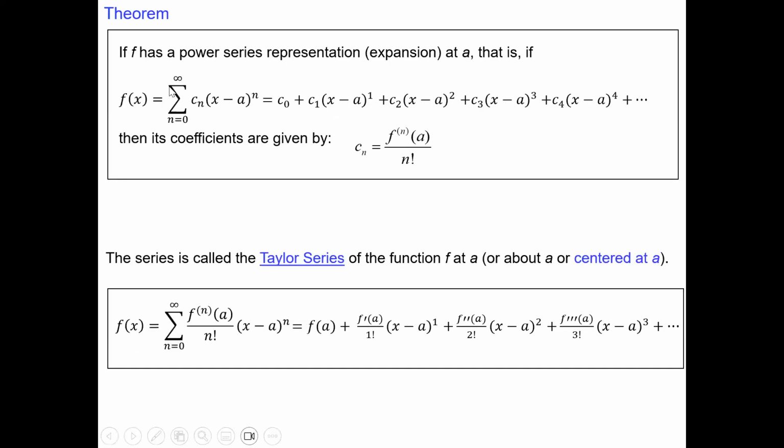Let's do this. That means this is the general form. But if I take this general coefficient and substitute this formula that we just developed, we will get this power series: the nth derivative at a over n factorial, times x minus a to the power of n. That's the expanded form.